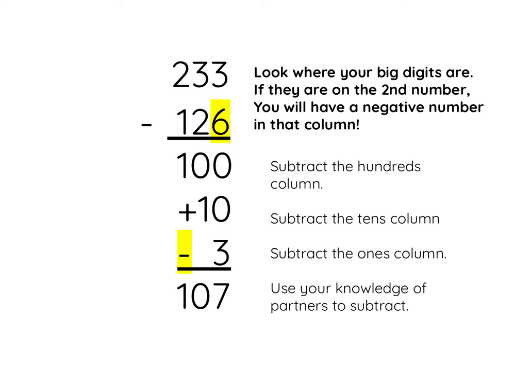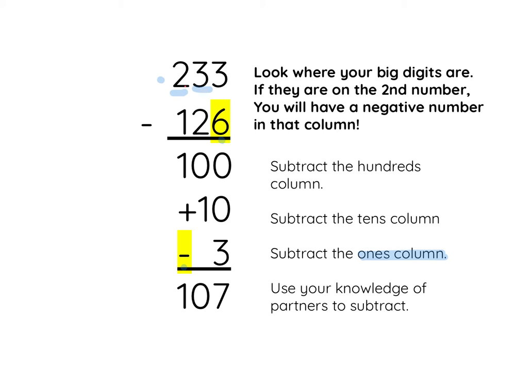Okay, here's the problem. 233 minus 126. Notice in this problem, the 200 is bigger than the 100. The 30 is bigger than the 10, but the 6 is larger than the 3. So right off, you know that you're going to have a negative in the ones column. The others are going to be positive numbers because you started with more than you were taking away.